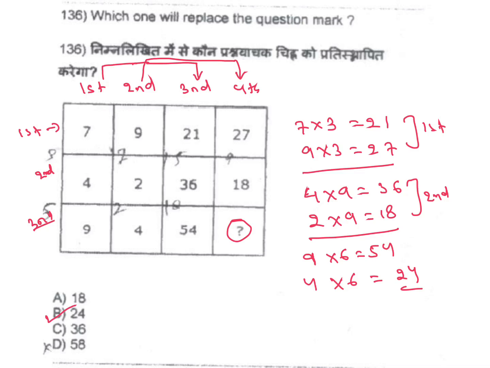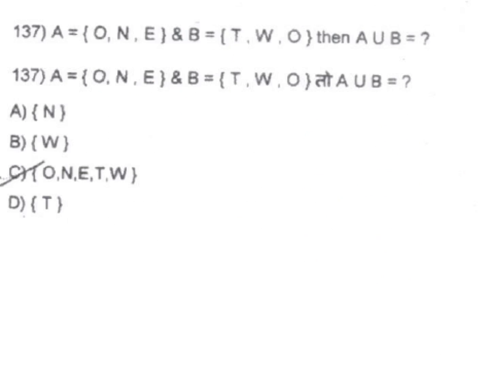A equal to ONE, B equal to TWO. Then A union B you have to calculate. A union B will come ONE TWO. O is already mentioned, so ONE TW. C is the answer.